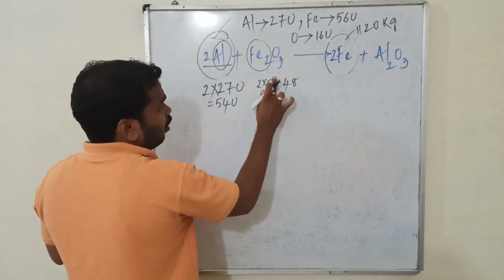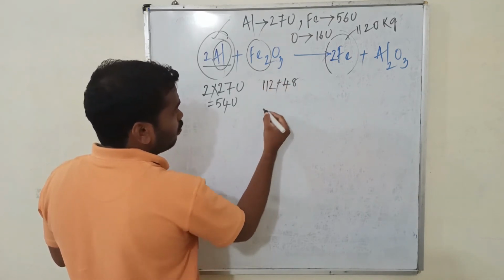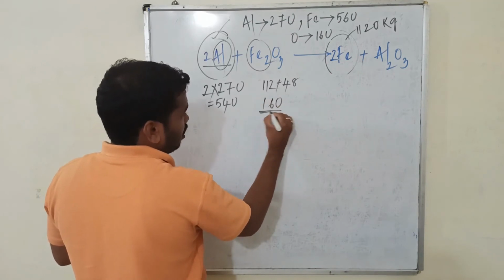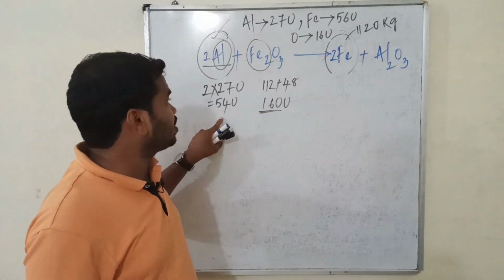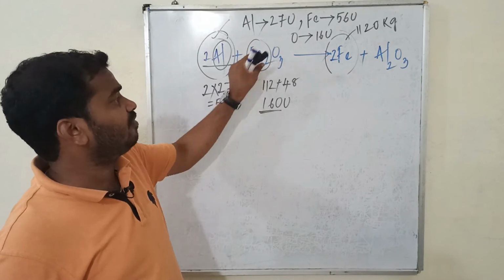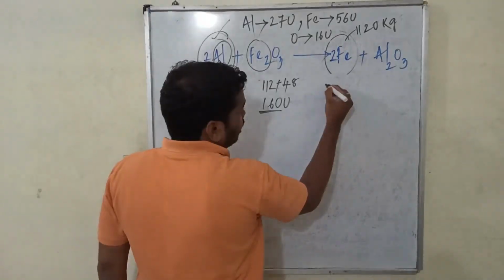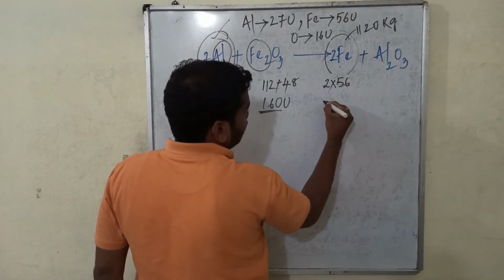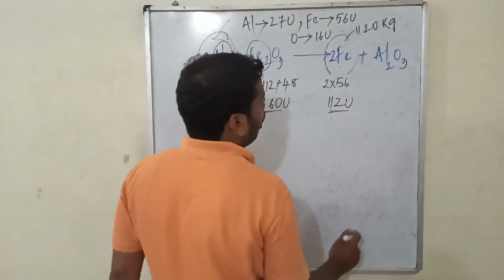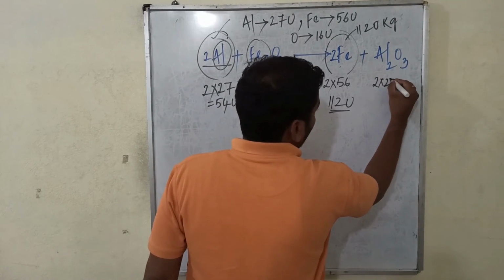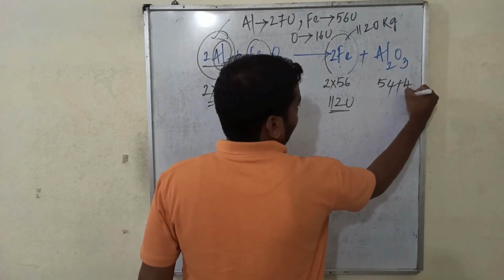56 into 2 would be 112. Let me write like that. 112 plus 48, how much would it be? 160 units of iron oxide. Remember, 54 unified mass units of aluminum is reacting with 160 unified mass units of iron oxide. Now you come here, it would be 2 into 56, that would be equal to 112 units of iron, and you come here, it would be 2 into 27, we can write this as 54 plus 16 3s 48.